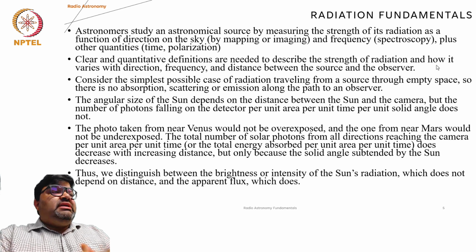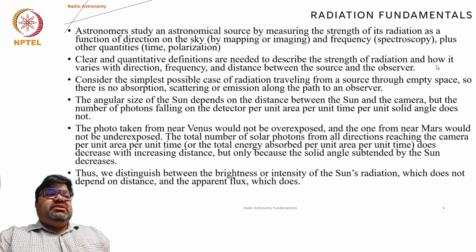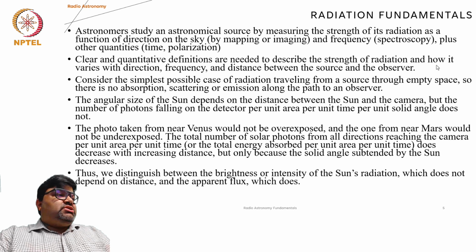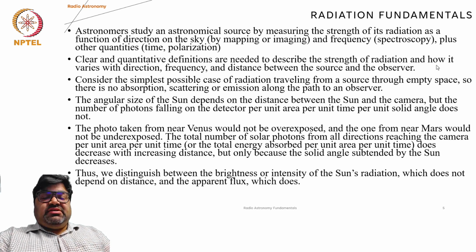Clear and quantitative definitions are needed to describe the strength of the radiation, how it varies in direction and frequency, and the distance between the source and the observer is required. Consider the simplest possible case of radiation traveling from a source through empty space. So there is no absorption, no scattering or emission along the path to an observer. It's purely vacuum or free space.